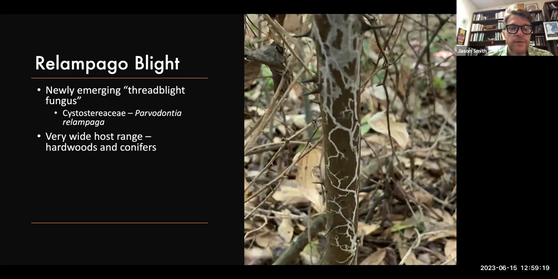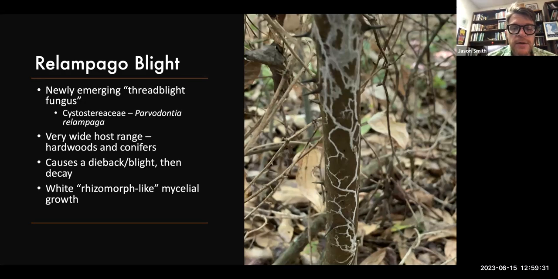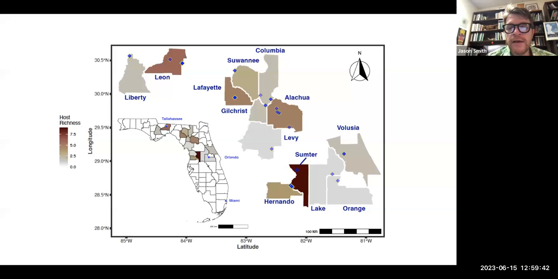It has a very wide host range, including hardwoods and conifers. It causes a dieback and blight, and then it actually decays the host tissue. So it's able to be both a saprophyte and a pathogen. You see these white rhizomorph-like mycelial growths on the external portions of the host, which are very distinctive. It seems to move on vines and things and spreads very rapidly in understories.